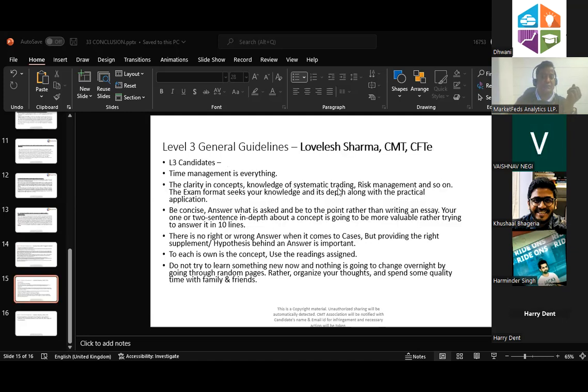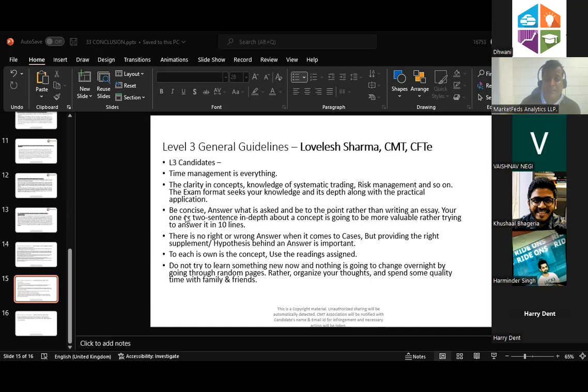The clarity in concept, knowledge of systematic trading, especially section 1, risk management, and so on. The exam format seeks your knowledge and its depth along with practical application. Obviously, the practical application is when you are using systematic trading, you are going through those numbers which you might have seen in your notes, or there was a system of HL given. Even if you don't have a system in front of you to compare, probably I can share it with Kushal and he can share it with you. But you can calculate profit factor on your own. What is the Sharpe? What is the Sortino? If not Sortino, what is the Sterling ratio? Why is it also known as average gain to pain?